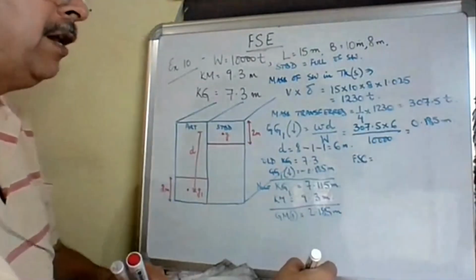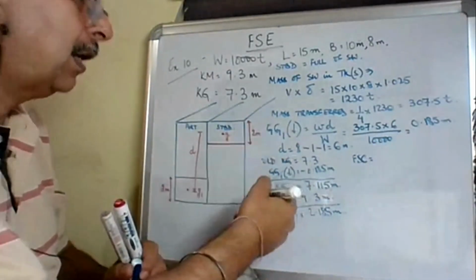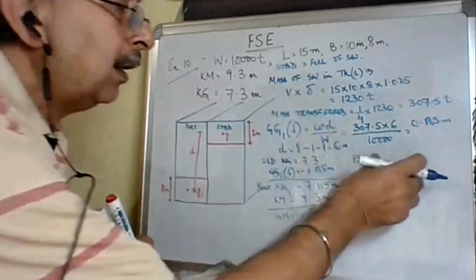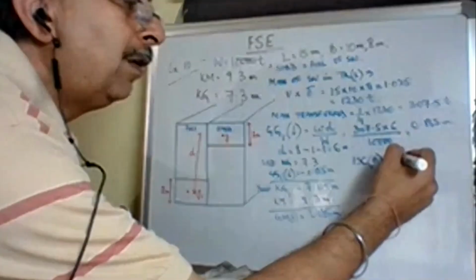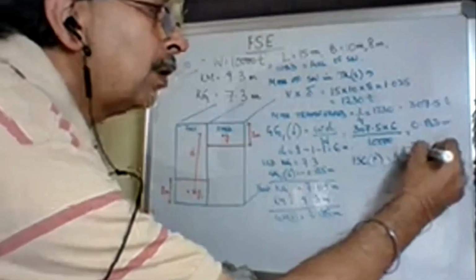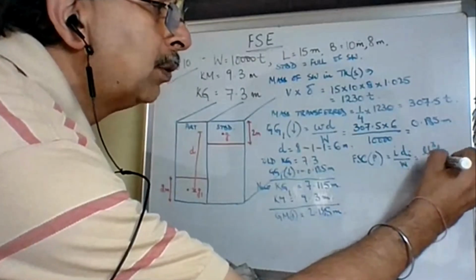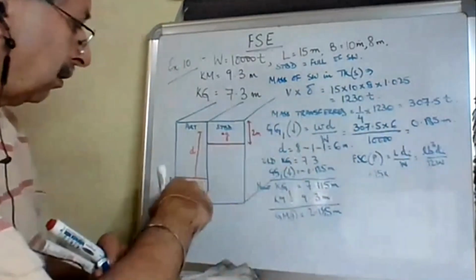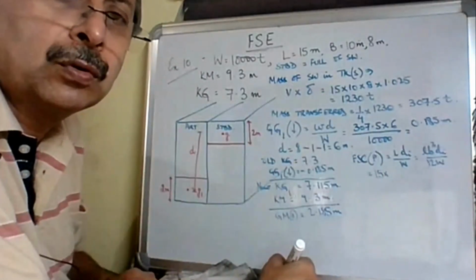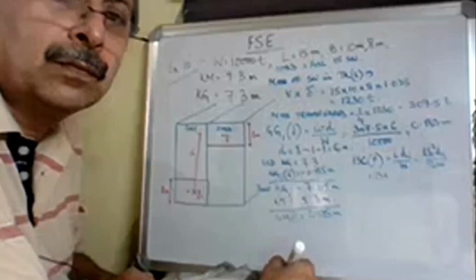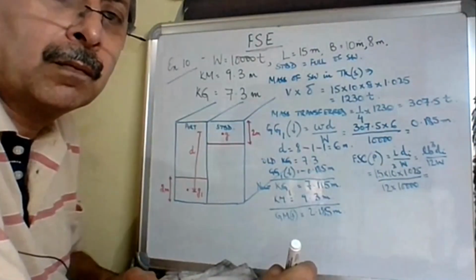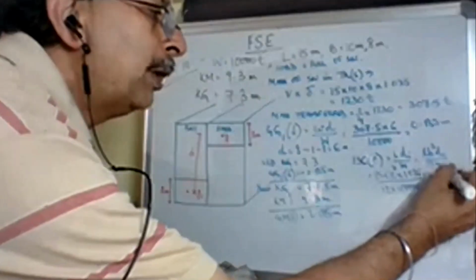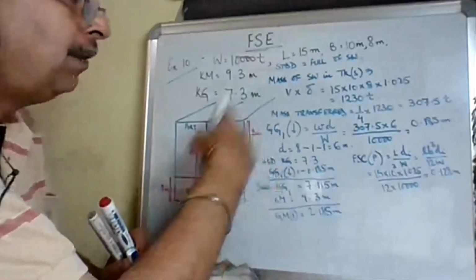Now FSC for an undivided tank, or I can take a divided tank. I can calculate port separately, starboard separately. Whichever you want, I can do that. So I calculate FSC for the port tank, which is equal to I into density by W, equal to L B cube into density divided by 12 W. Length 15. Breadth will be how much? Sir, 10 meters. Cube into density 1.025 divided by 12 into 10,000. Sir, 0.128 meters.